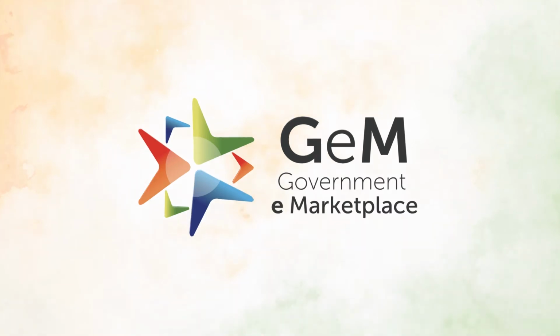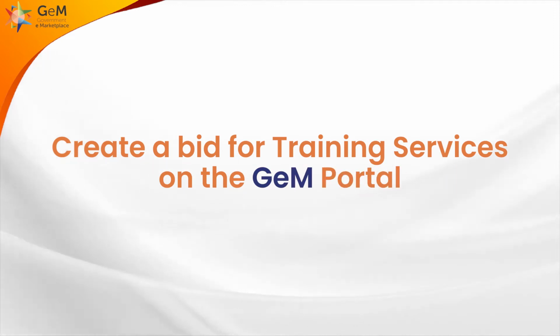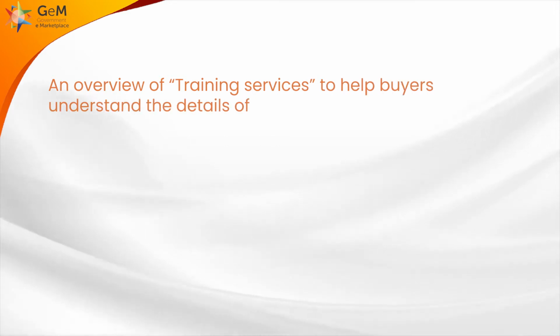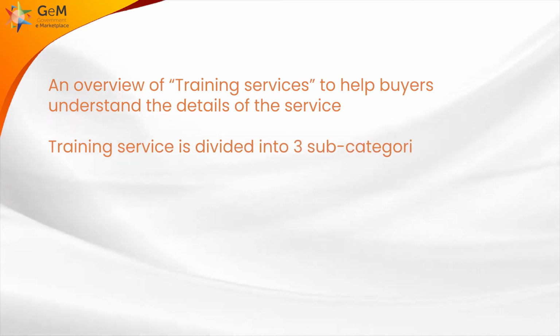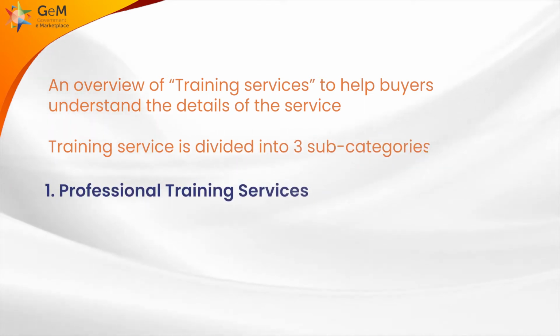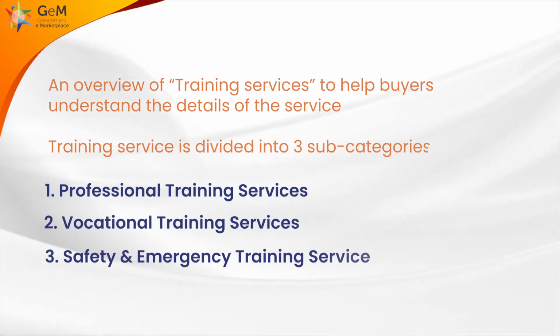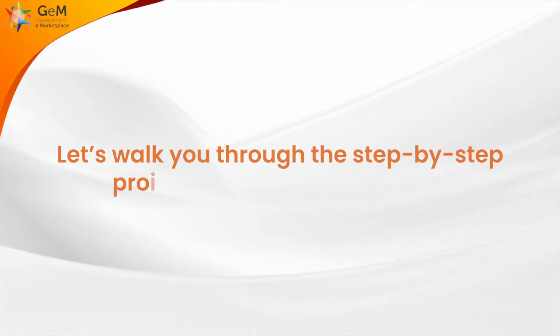In this training video, we will help buyers to create a bid for training services on the GEM portal. An overview of training services to help buyers understand the details of the service. Training service is divided into three subcategories: professional training services, vocational training services, safety and emergency training service. Let's walk you through the step-by-step process to procure the service.